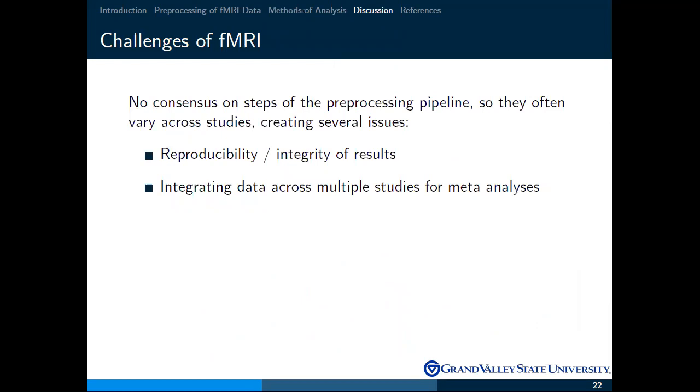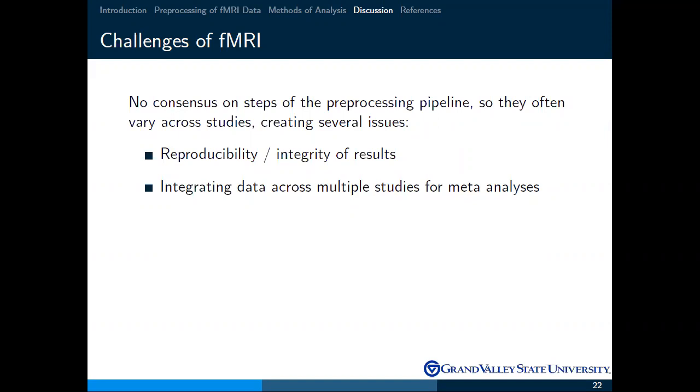So wrapping up with some discussion here, there are a lot of ongoing challenges with fMRI analysis and pre-processing. One of the biggest, which was concerning to me as I learned more about this in analyzing this data, is that there's not a consensus in the steps of the pre-processing pipeline. Even within, say, one university, you might have multiple research labs or teams working on fMRI data. They don't necessarily use the same pre-processing steps. It depends on the principal investigator. They each have their own preferences, and in my experience, they even switch it up study to study.